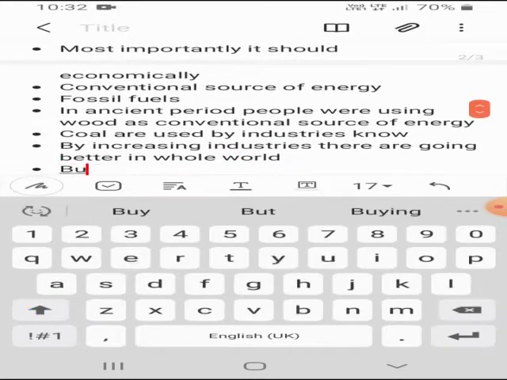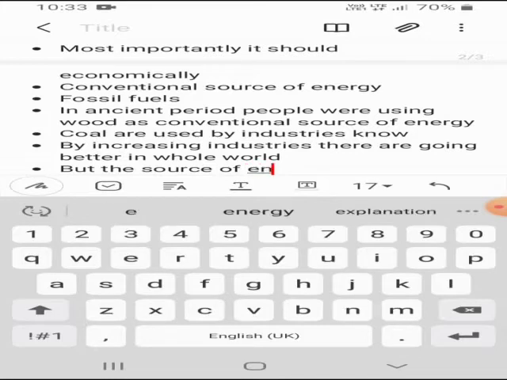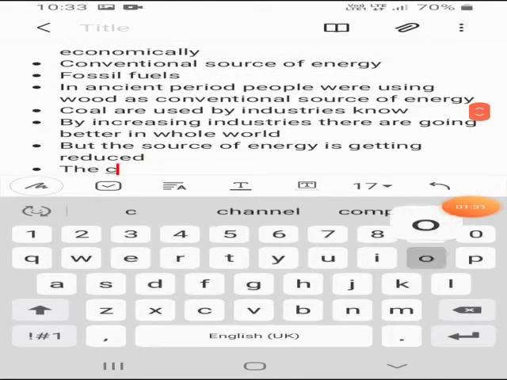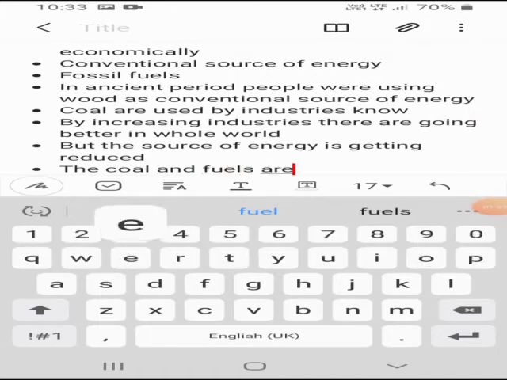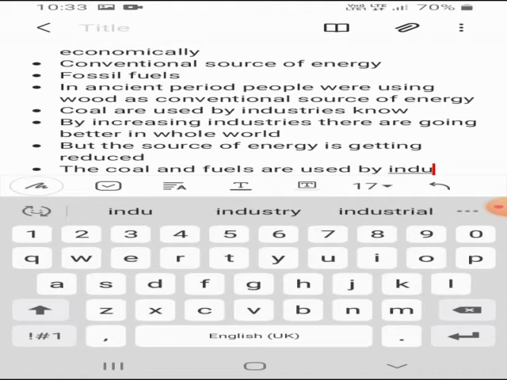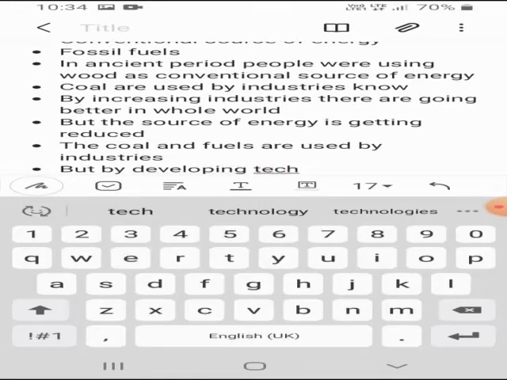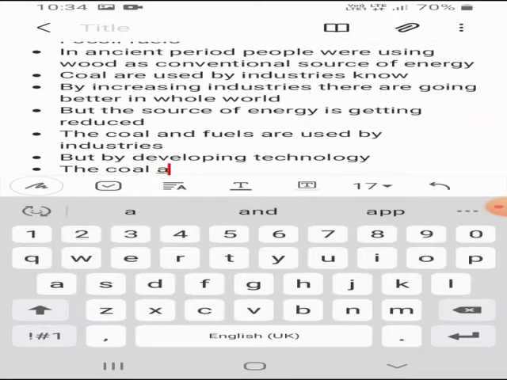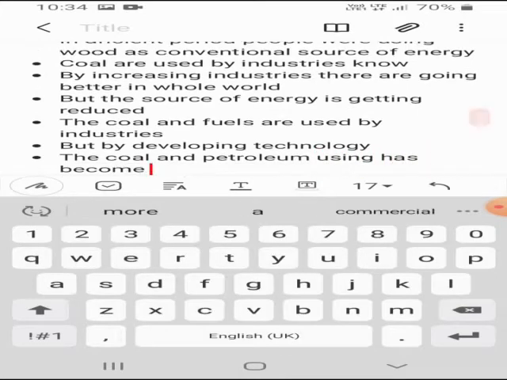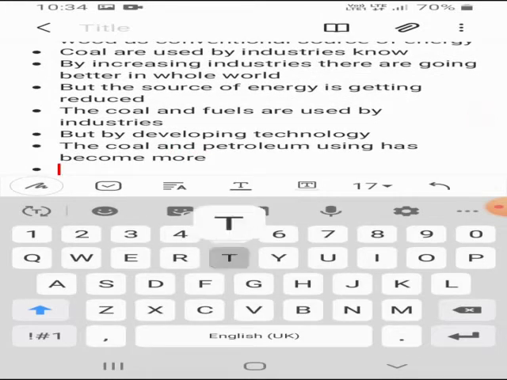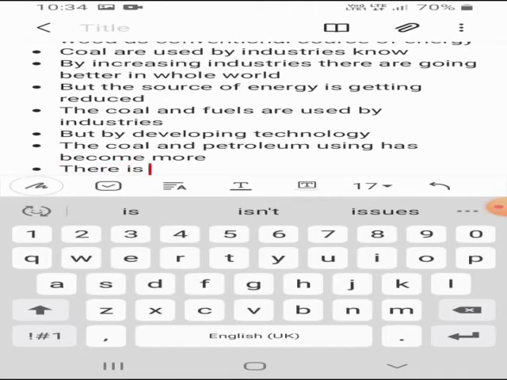But the source of energy is getting reduced. Coal and fuels are used by industries. By developing technology, the use of coal and petroleum has become more, and the coal is becoming difficult to find.